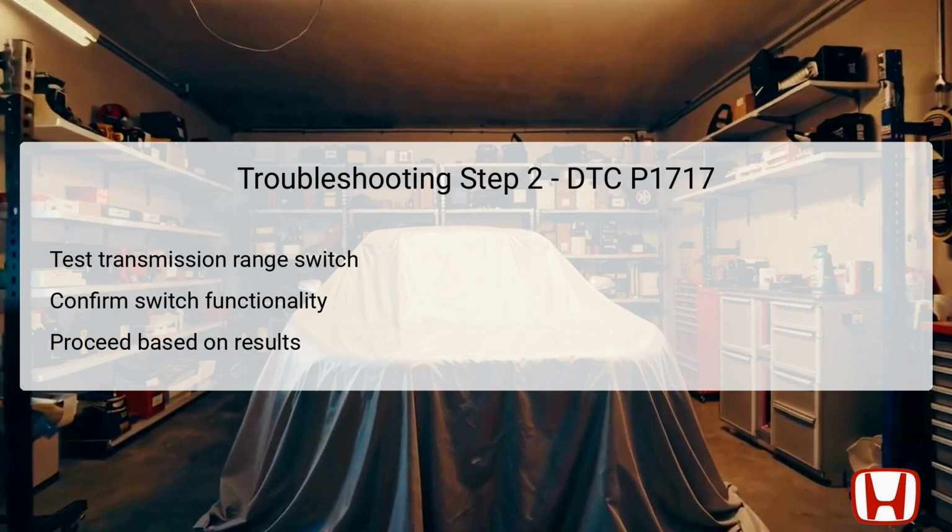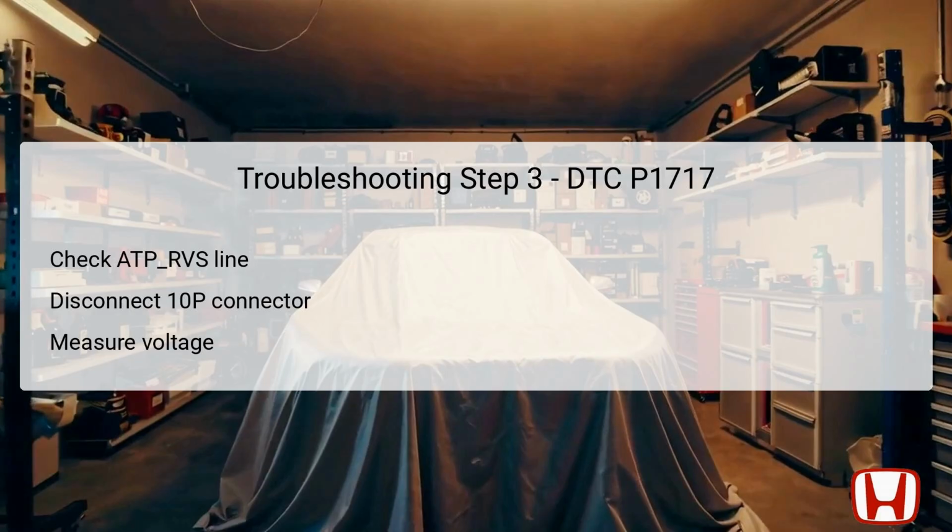to perform a check on the transmission range switch itself. The technician must test the functionality of the switch to ensure it is operational. If the test results confirm that the transmission range switch is functioning properly, the process can continue to the next diagnostic step. However, if the switch is found faulty, the technician needs to check the installation of the switch to ensure it has been fitted correctly. If confirmed that the installation is adequate, replacing the transmission range switch becomes necessary to resolve the DTC P1717 issue.